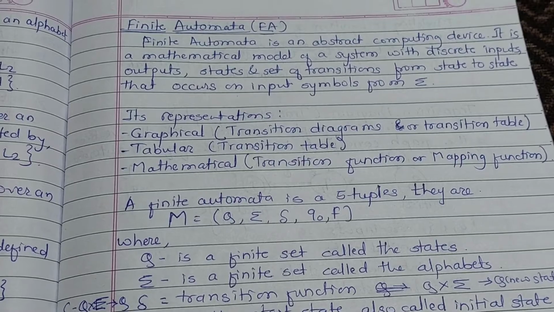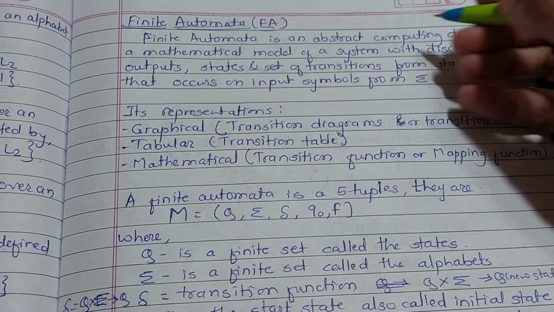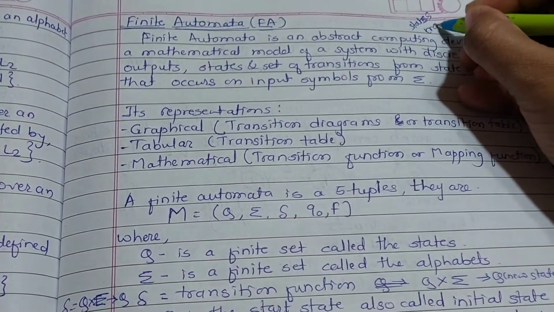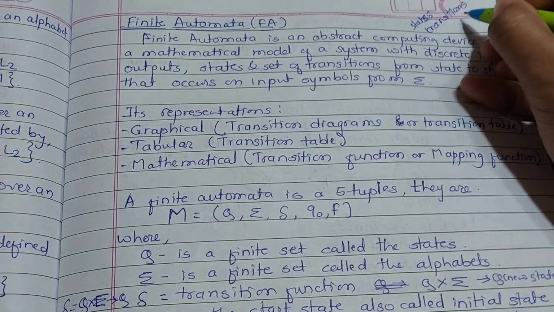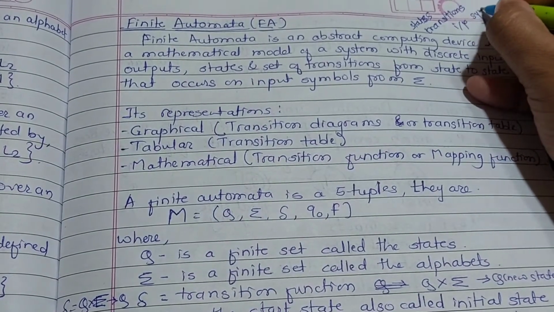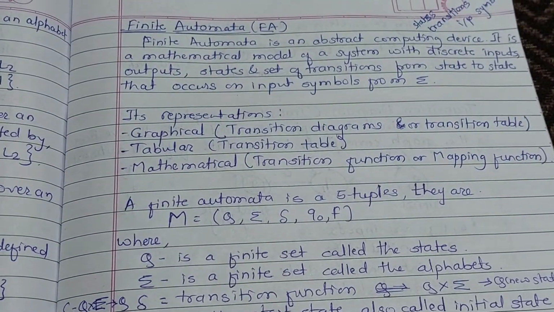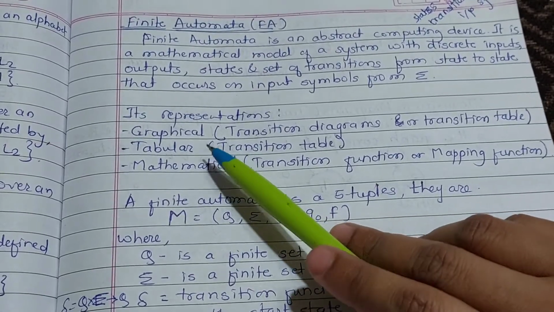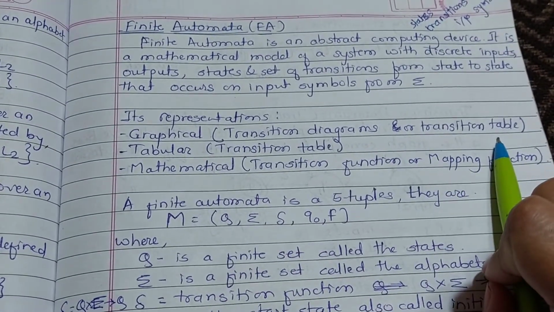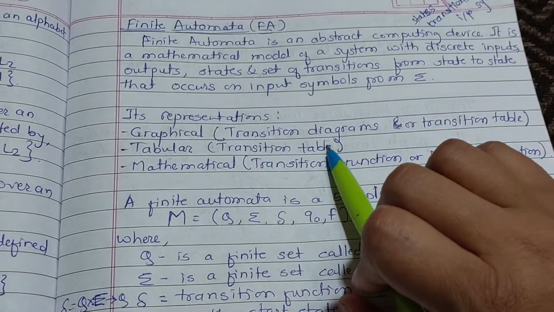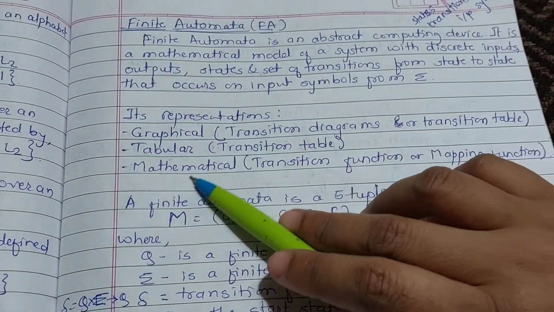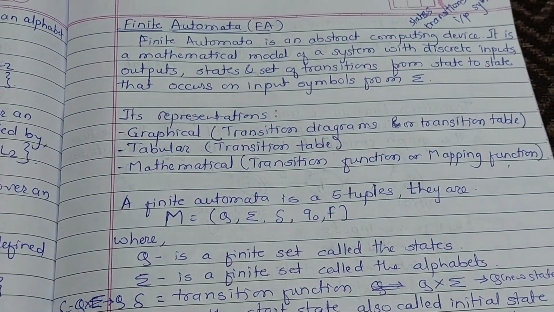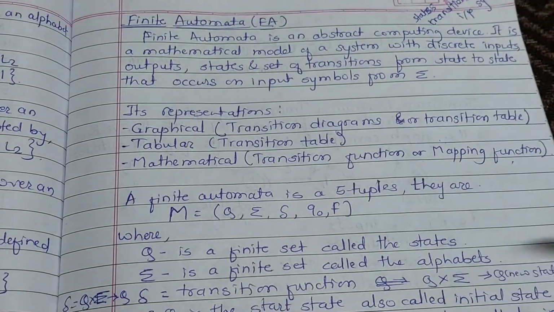That means finite automata can consist of states and their transitions. Now these transitions are based on input symbols. So this is what our finite automata is. It can be represented in three ways. We can say graphical representation, we can say it as transition diagrams or transition table. Tabular representation is again the same transition table, and mathematical representation we can say transition function or mapping function. So what this transition diagram is, what this transition table is, we're going to discuss it.